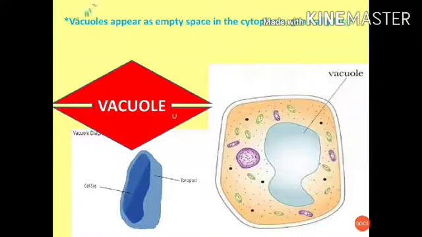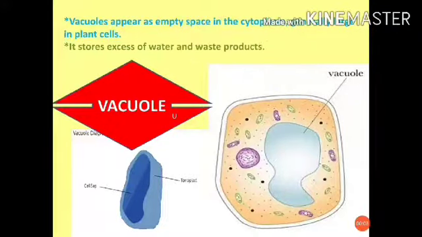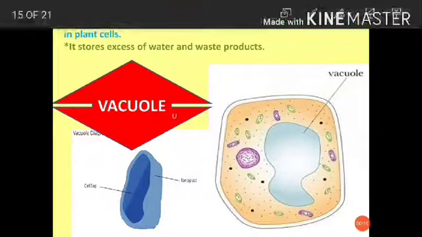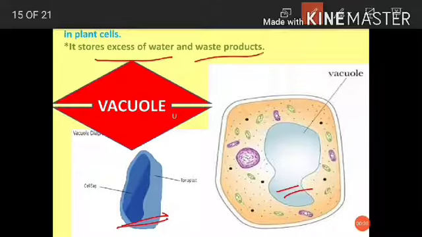Another cell organelle is vacuole. Vacuole appears as empty space in the cytoplasm, especially in plant cell. You can look over here. They are large sized and look like empty space in the plant cell. In animal cell, they are generally small in size or absent. So their main function is to store excess water and waste products. Now these waste products can hurt the cell. So vacuole provides protection to the cell from contamination.